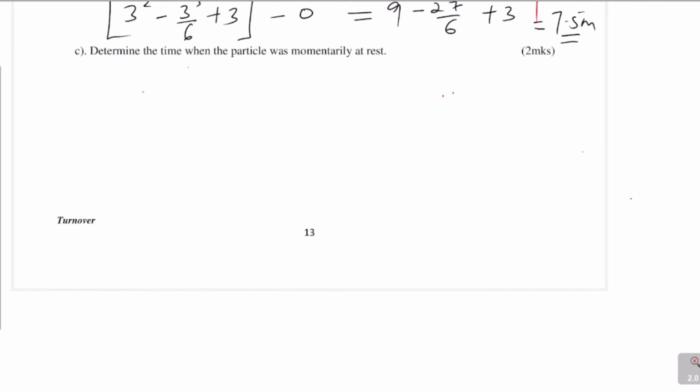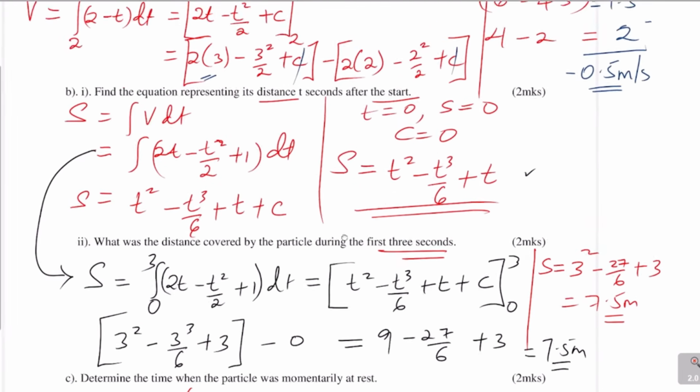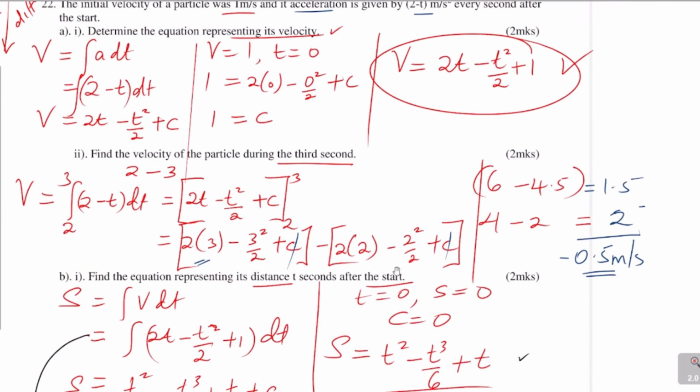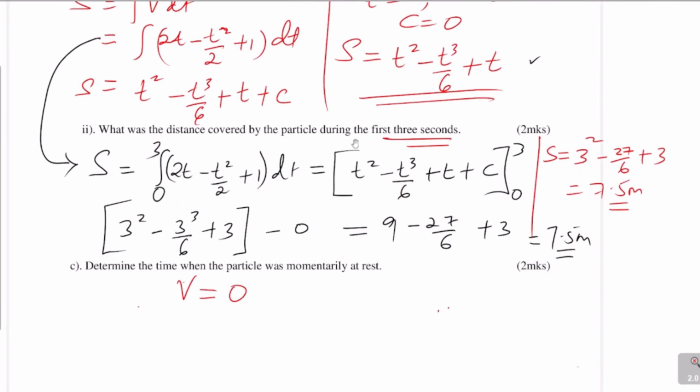So part C, determine the time when the particle was momentarily at rest. So when is the particle momentarily at rest? And how do you know about that? When the particle is momentarily at rest, velocity at that instance is equivalent to 0. So we shall take the equation for velocity and then we equate velocity with 0. This is here the equation for velocity: v is equals to 2t.